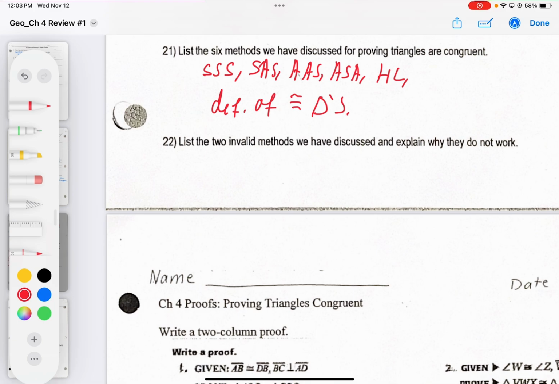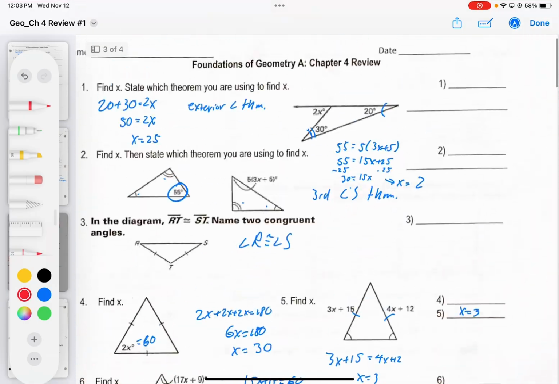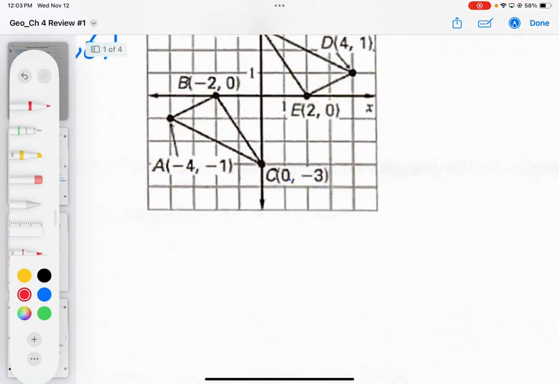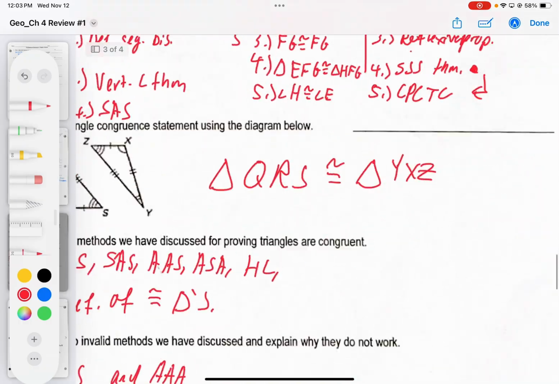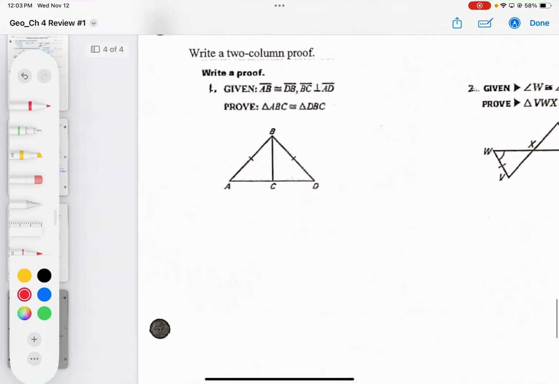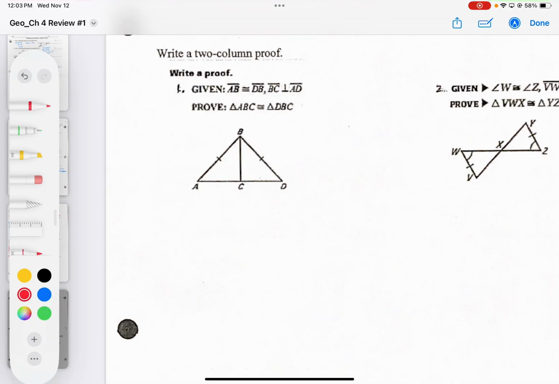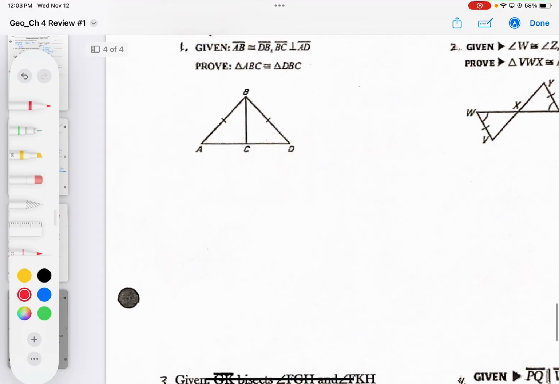What are the 2 invalid methods? ASS and AA. Good. All right. The only proof that I want to do of the last page is probably the first one. I can talk about the other ones, happy to do that, but I want to do the first one.